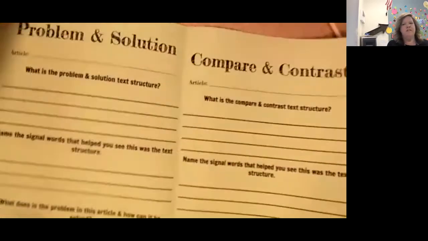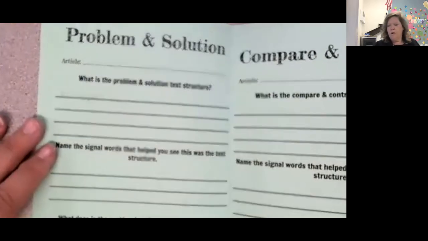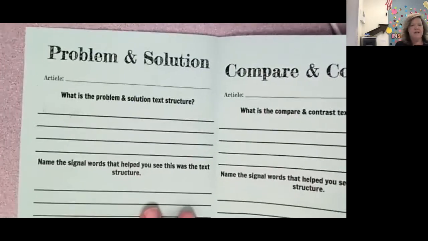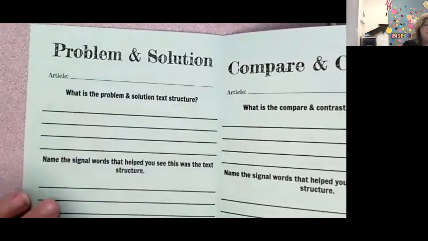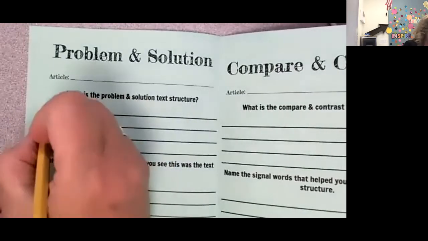Except for now, I realized I forgot to plug in my projector. So this is just like normal, right? I'm going to switch camera so that you can see the problem and solution. So I'm going to write it in and you fill it in your booklet, all right? So what is the problem and solution text structure?